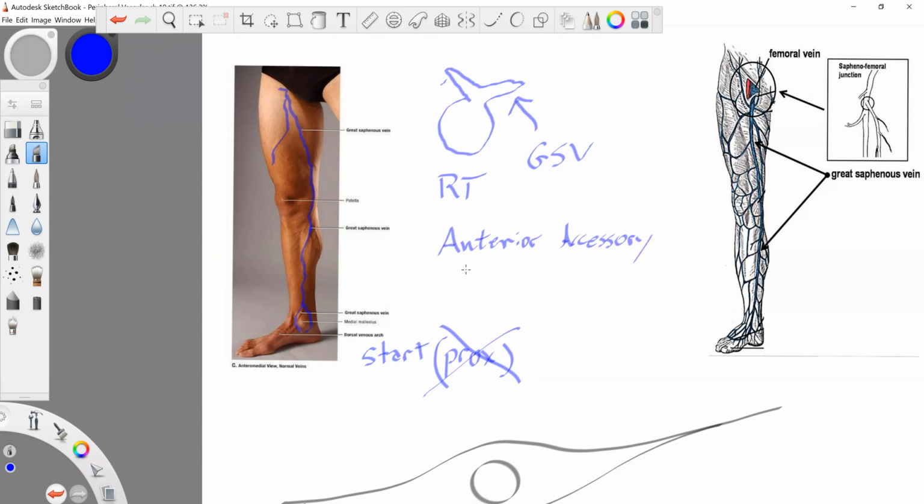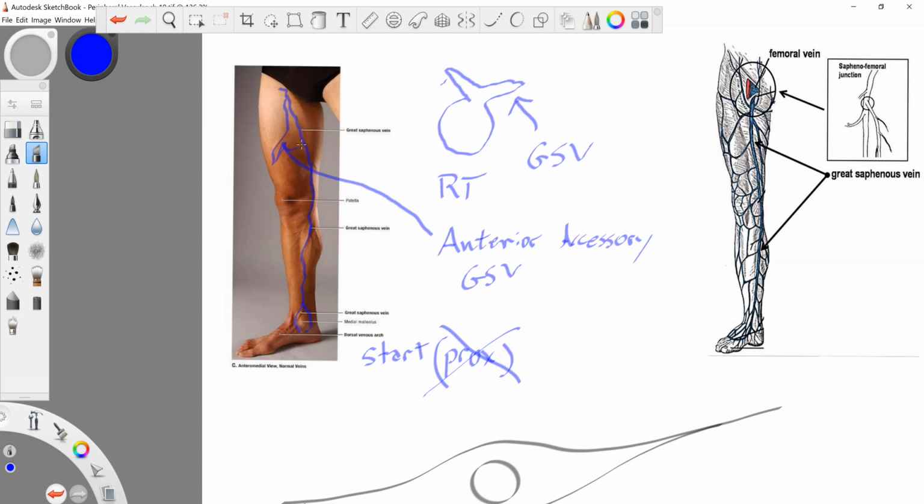Anterior accessory great saphenous vein. Is it anterior accessory great saphenous or anterior? It's right here. Yes, anterior accessory great saphenous vein, page 260. There's been some nomenclature changes. And that is this guy.